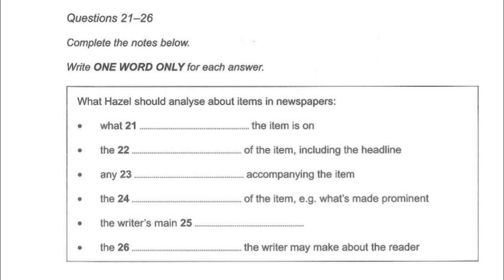Then you'll need to look at how the item is put together. What structure is it given? Bear in mind that not many people read beyond the first paragraph. So what has the journalist put at the beginning? And if, say, there are conflicting opinions about something, does one appear near the end where people probably won't read it? And newspapers sometimes give wrong or misleading information, don't they? Either deliberately or by accident.